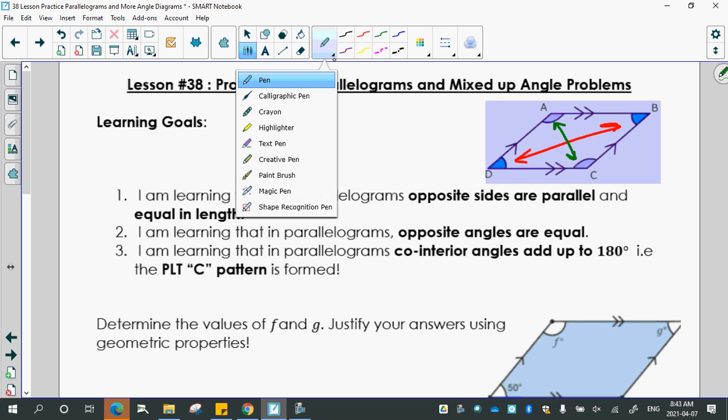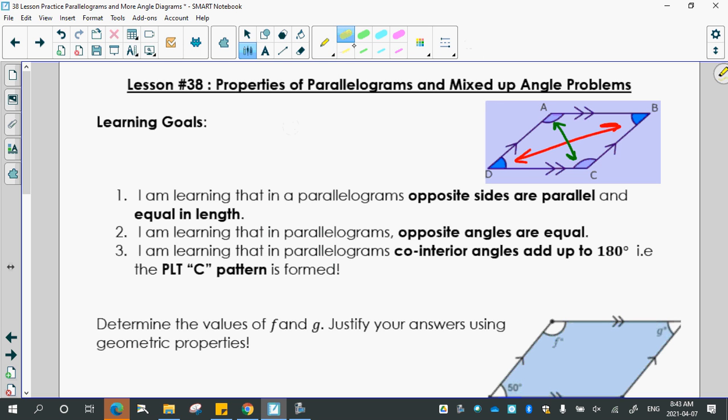So we're learning that in parallelograms, you can make this C pattern. For example, angle A plus angle D would have to add up to 180 degrees because they're co-interior and they form that C pattern. You can form a C pattern here, so D and C would add up to 180, B and C add up to 180, A and B add up to 180.